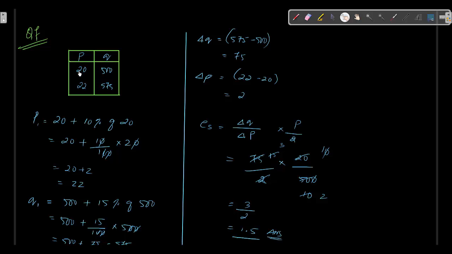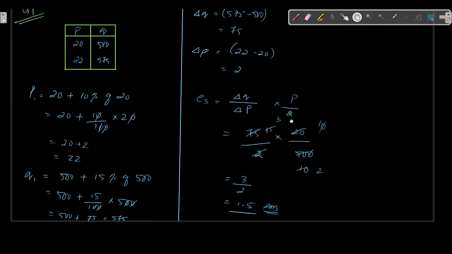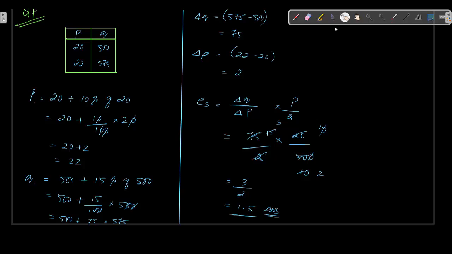So we're going to take P1, which is for the changed price, equal to 20 plus a 10% rise in the original price. So 10% of 20 is 2, and 20 plus 2 is 22. So that means the changed price is 22 here. Quantity again, 500 plus 15% of the original quantity, right? If you find out 15% of 500, you'll get 75. So 500 plus 75 is 575.